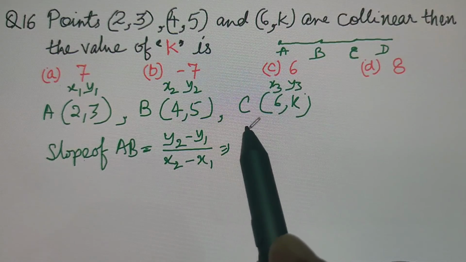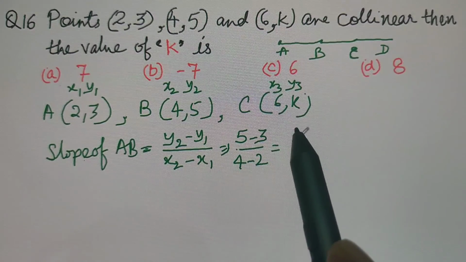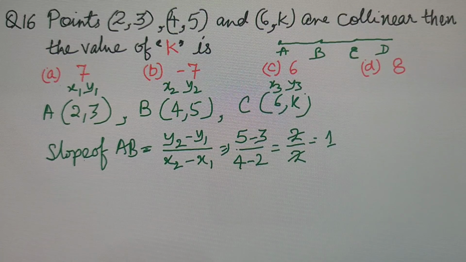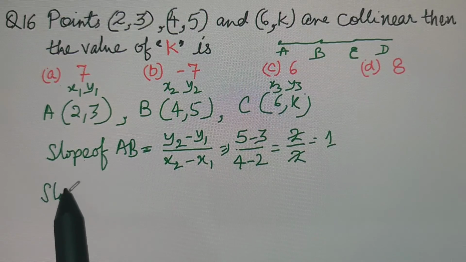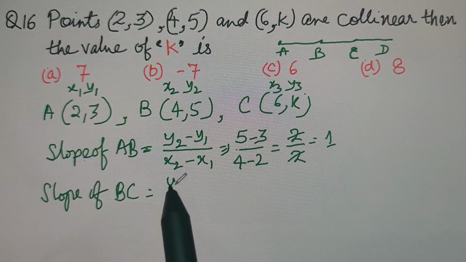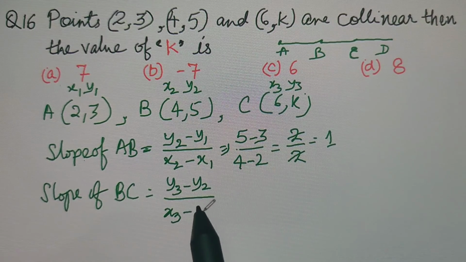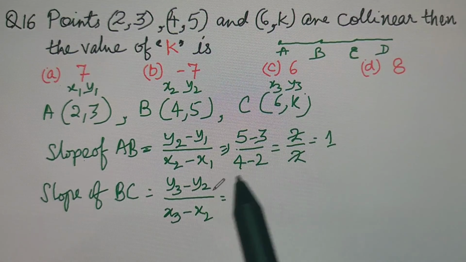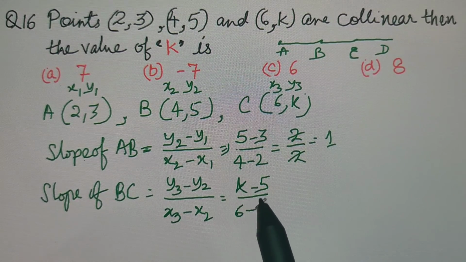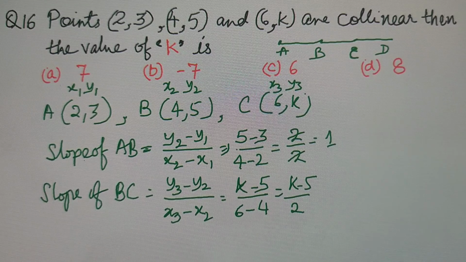So the value of y2 is 5 minus 3, and here I get 4 minus 2, so I get 2 upon 2, which is equal to 1. Fine. Now let us consider the slope of BC. Now here the formula comes out to be y3 minus y2 upon x3 minus x2. So the value of y3 is k minus 5, and then I have 6 minus 4, so I get k minus 5 upon 2. Great.